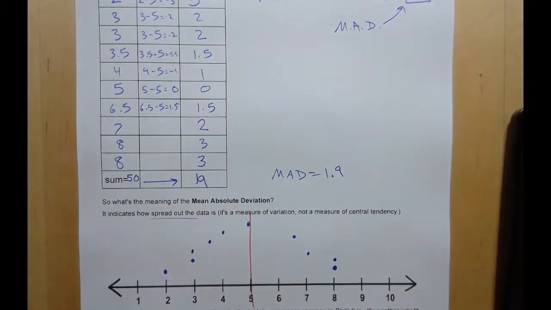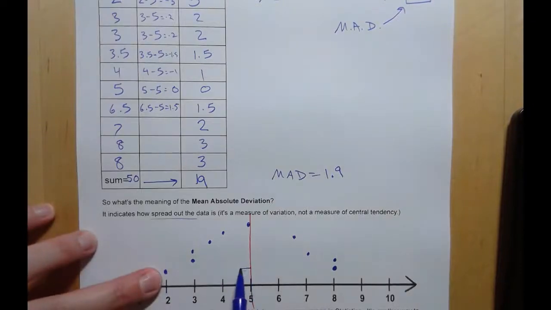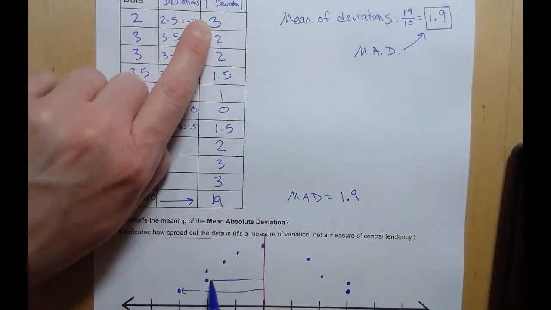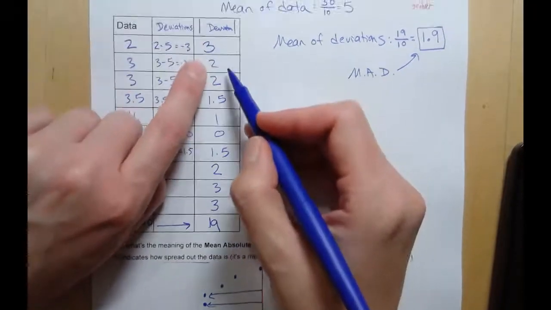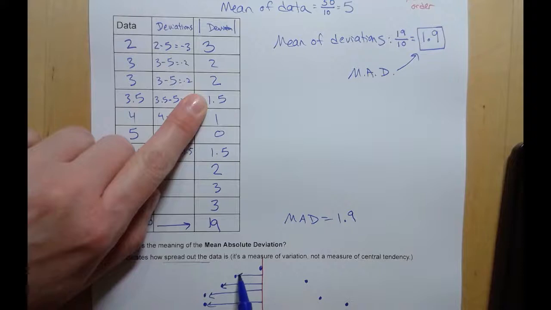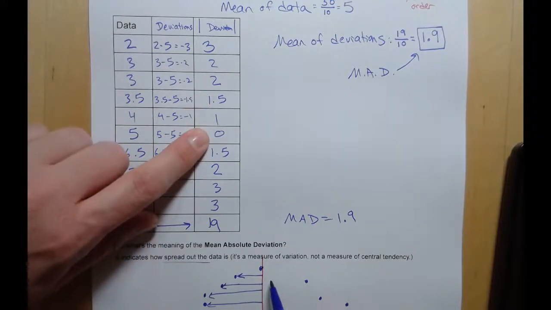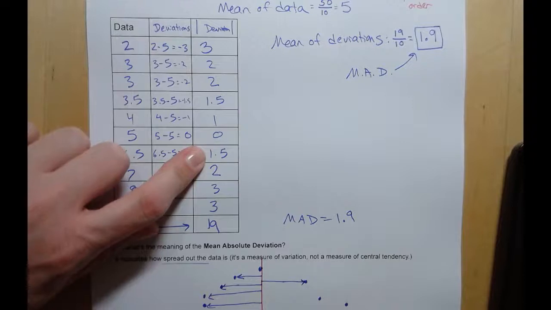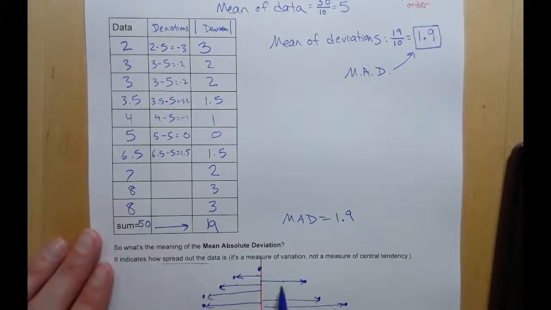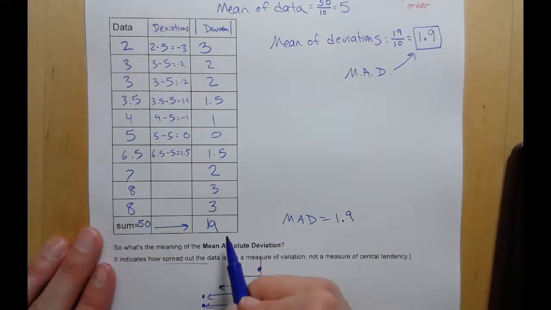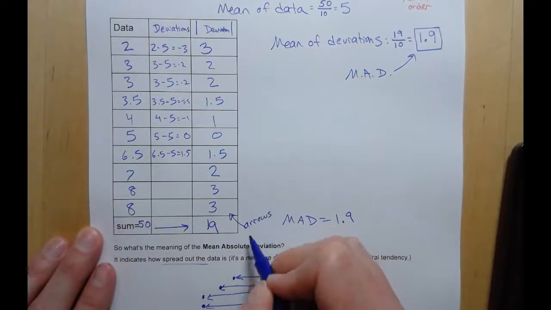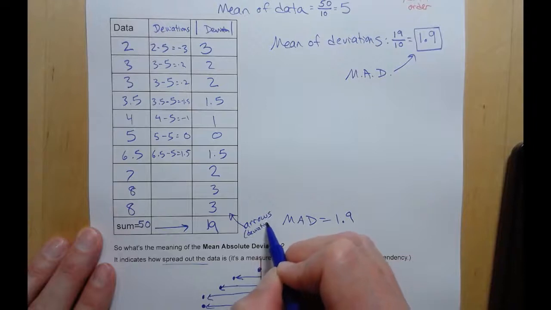Always good to check. So you can see this data point is 1, 2, 3 away, and that's what this 3 here means. This data point is 2 away, and so is this one 2 away. That's what these 2 deviations of 2 mean. This is 1.5 away. This is 1 away. This one is not away at all. This one is 1.5 away. So do you see that? This is 2 away, and these are both 3 away. So it's really these deviations, these arrows that I drew, which is this column here. So these are all the arrows, all the deviations. I hope that makes sense.